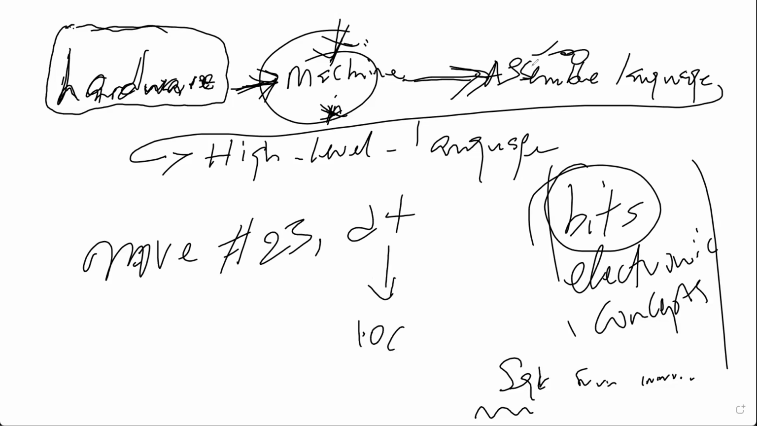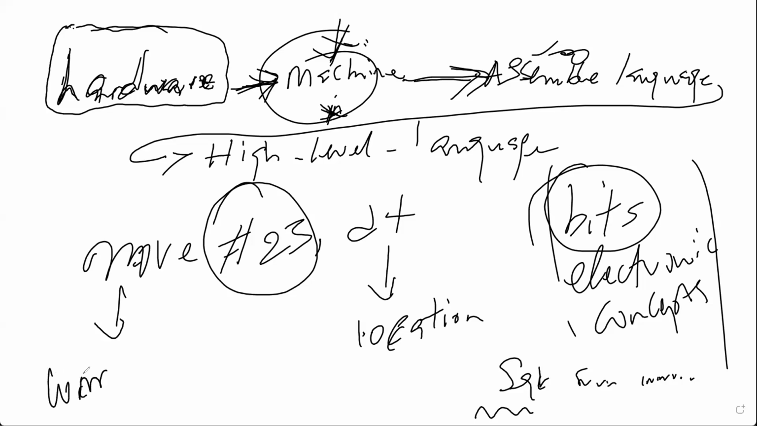In assembly language, I'm talking about assembly language now, right? This D4 is a location, kind of a register, okay? D4 is a register or a location, kind of a variable, where we are storing this 23 as a value. And move, this move is a command, sort of, to store a value into a location. So this is what we used to do in assembly language.